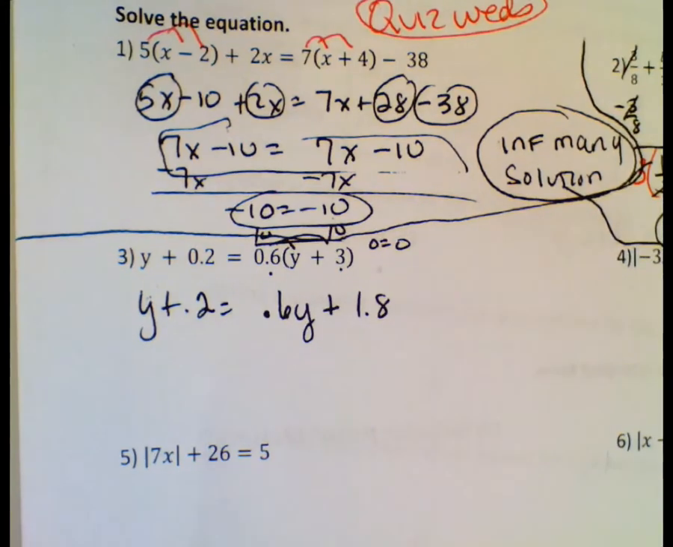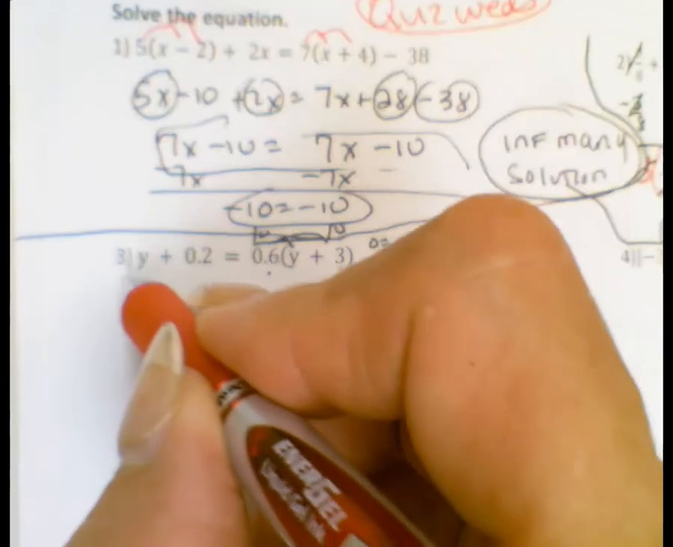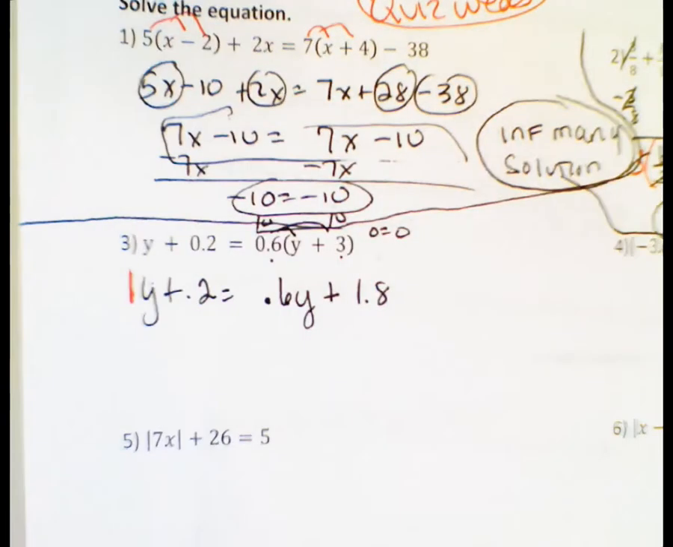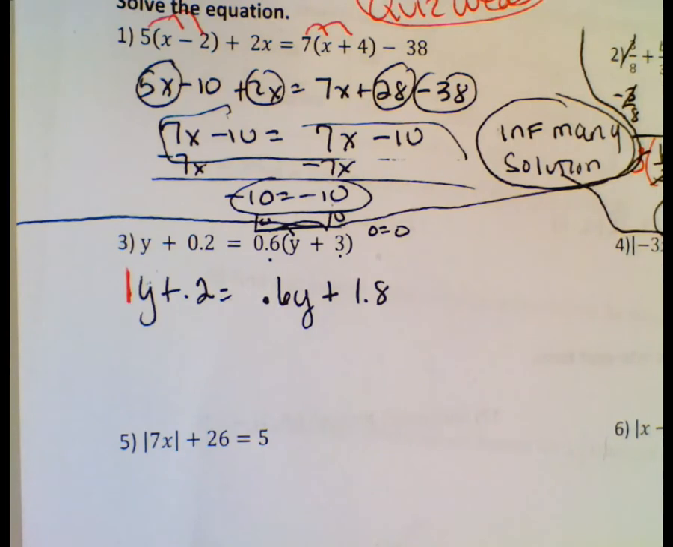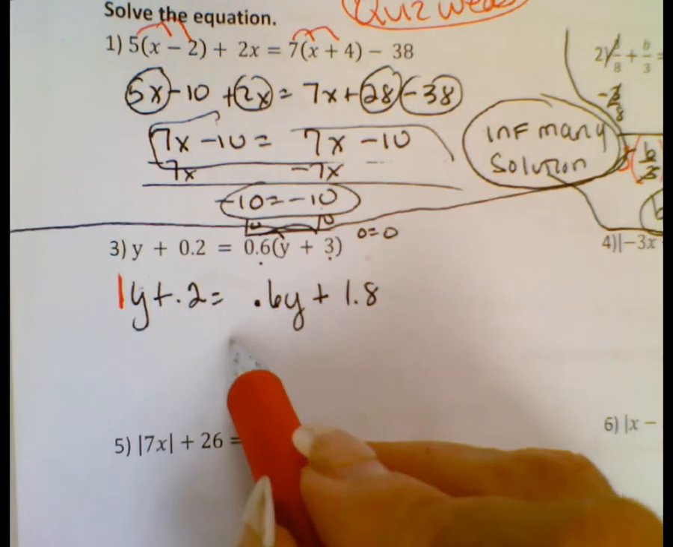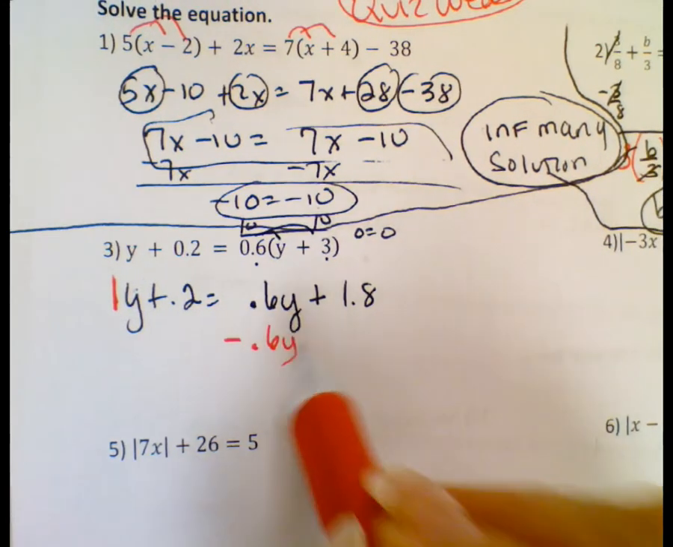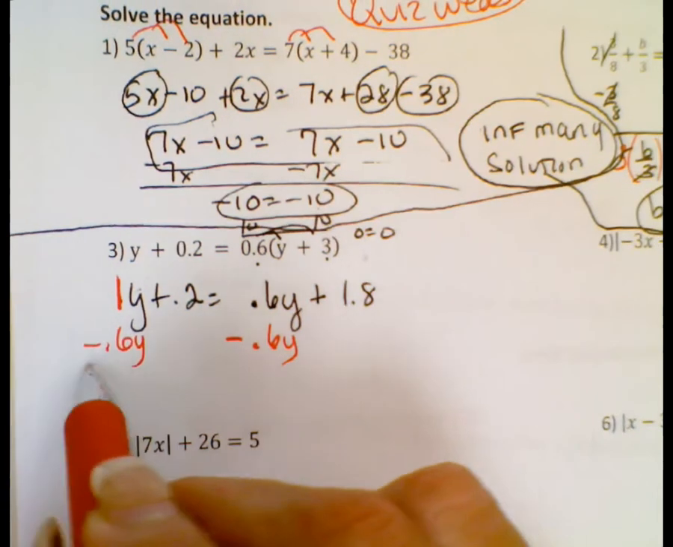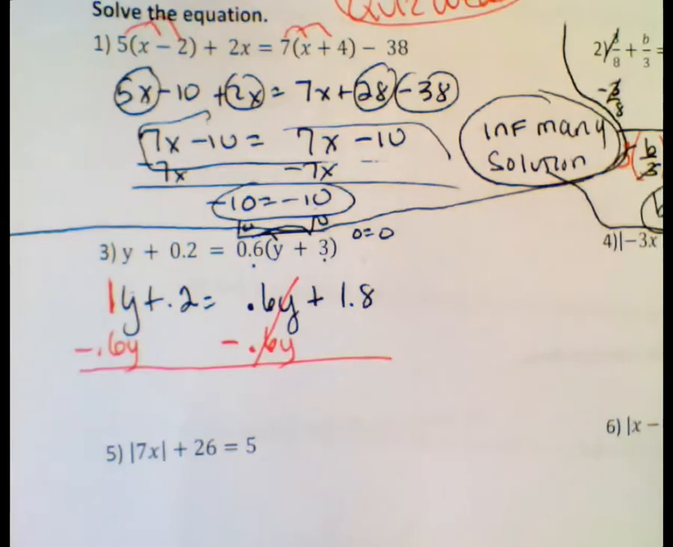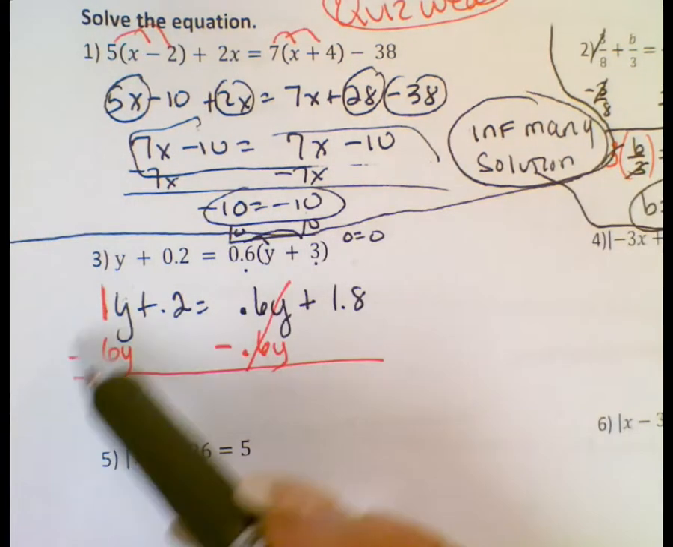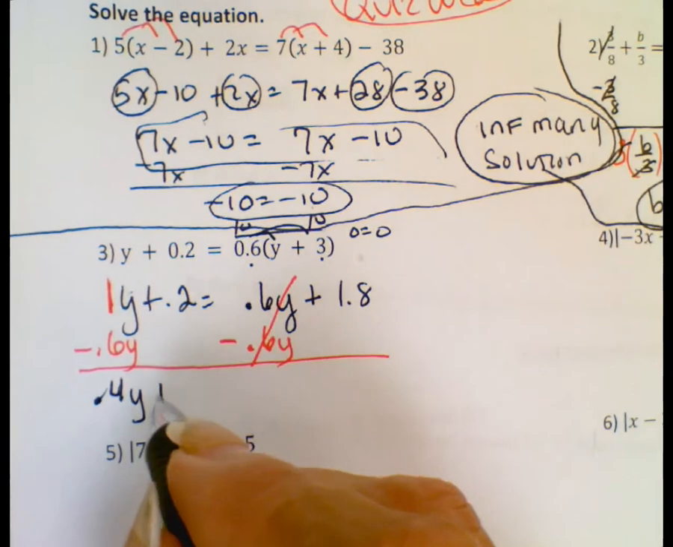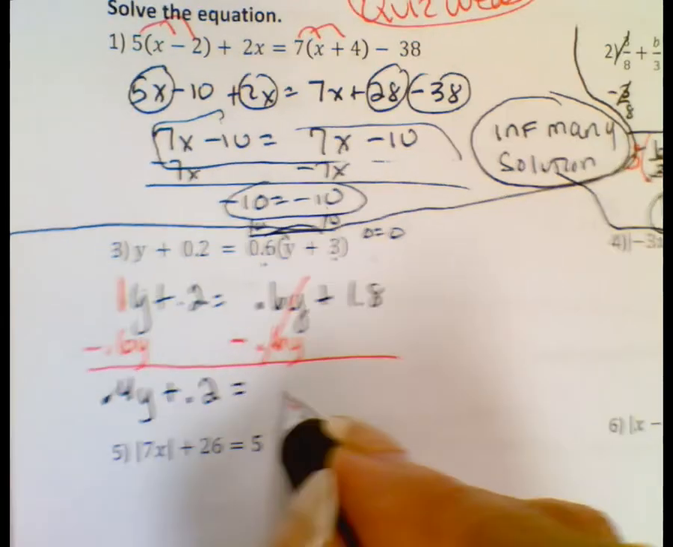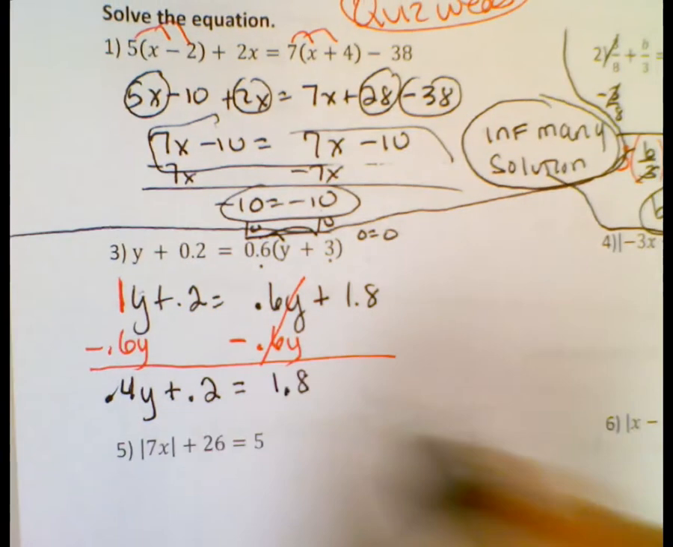Now, this is a tricky thing for most people. I want everyone to put a 1 in front of the y right now, because that's what y is. It's 1y. Are the y's on the same side? No. So we have to get the y's on the same side before we do anything else. This one's smaller, so I'm going to subtract 0.6y from both sides. So on the right side, it's gone. Now, what is 1 minus 0.6? It is 0.4y plus 0.2 equals 1.8.